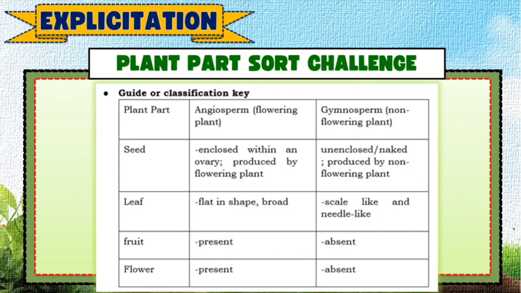So there is what you call the guide or classification key in doing this activity. We have the plant part: the seed, the leaf, the fruit, and the flower. And then what's their classification? It's either Angiosperm or Gymnosperm in terms of their seed, their leaf, their fruit, and their flower. So let's now proceed to day 2.